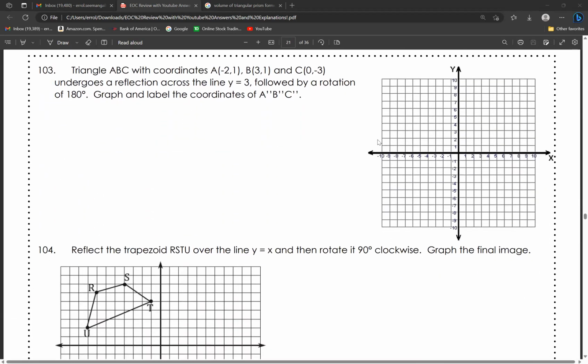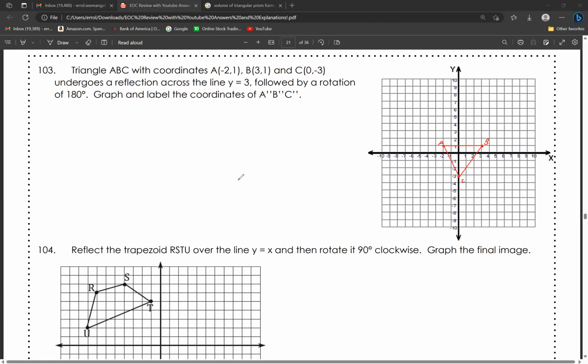103. Triangle ABC with coordinates. Okay, let's graph the 3 coordinates. -2, 1 is right here. 3, 1 is right here. And 0, -3 is right there. All right, let's draw that triangle right there. It's a rotation question. So there's our first one, right? A's right there, B's right there and C's right there.